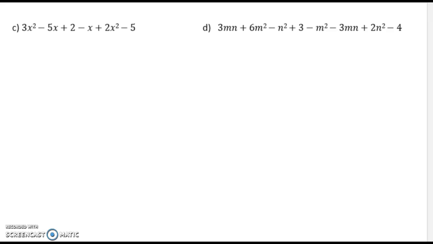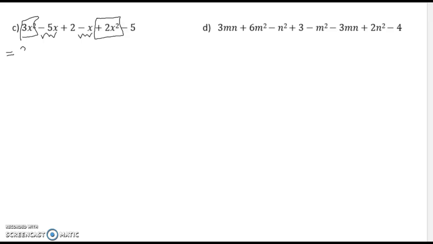Next frame. Okay, so I'm going to put boxes. Oh boy, that did not look good. So that's a 3x squared. Now over here we have x squared. Okay, then we'll go to our x's. Negative 5x, negative x, and then I'll just leave these constants with nothing around them just because it's hard to squeeze everything in. So we've identified our like terms.